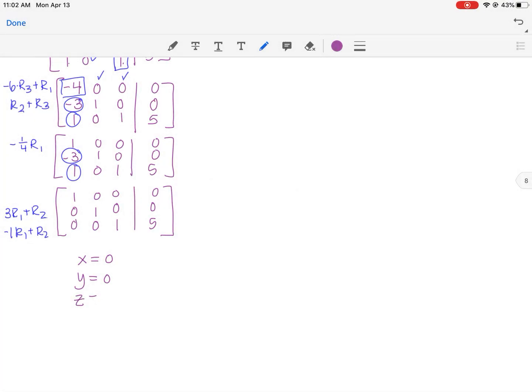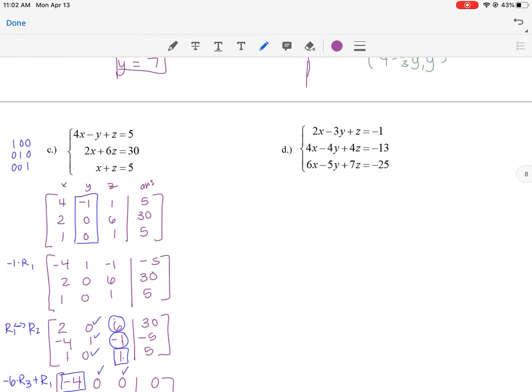So we now have our answers here, right? This first row represents that x equals 0. y also equals 0 is that second row. And the third row tells us that z equals 5.